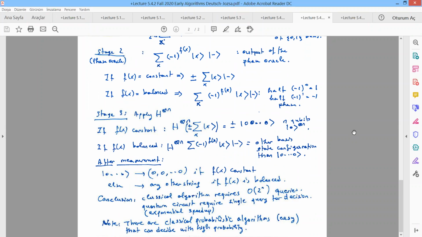But we also have to note that there are classical probabilistic algorithms that are much better than this, that can decide with high probability whether this is a constant circuit or a balanced circuit. But in this case, we don't consider probabilistic classical algorithms, just deterministic classical algorithms. So I think more precisely we should say, with respect to deterministic classical algorithms, using this quantum circuit, we can achieve an exponential speed up.